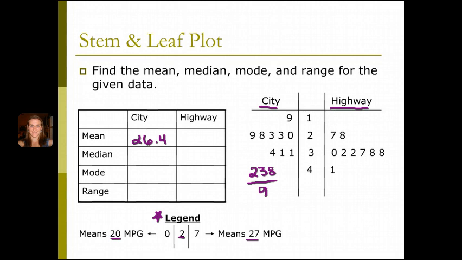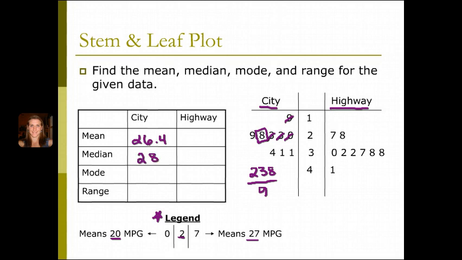From here, we need to find the median for the city. Now remember, you are crossing off from least to greatest. So 19 is our least. And we're crossing out 4, because we want our middle number, and we have an odd set of data. So we cross out 19, 20, 23, and 23. So we have 4 on each side of the median, meaning that our median here is 28.